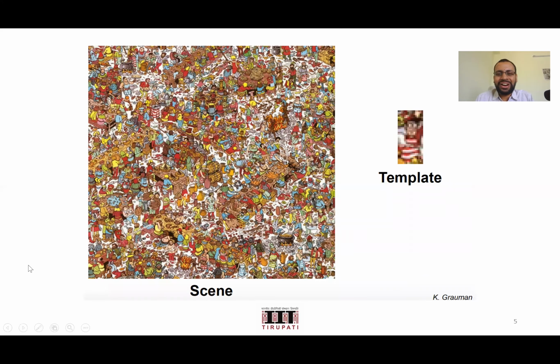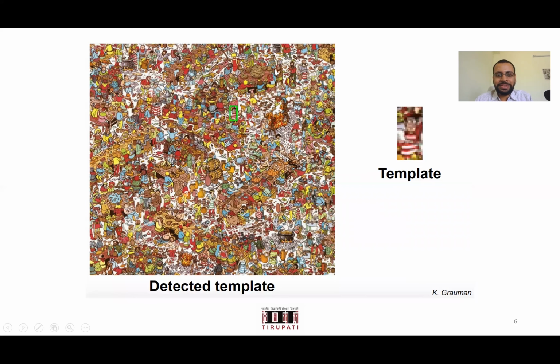People used to ask it. So this guy is there, this is the template. Now you have to see the whole image and find where this guy is. So that's the assignment for you. And then you would see that Waldo is here. You need to implement simply this normalized cross correlation and do it for your assignment.